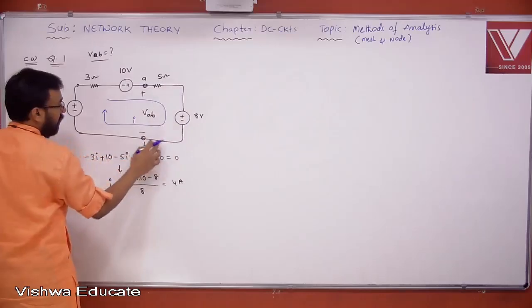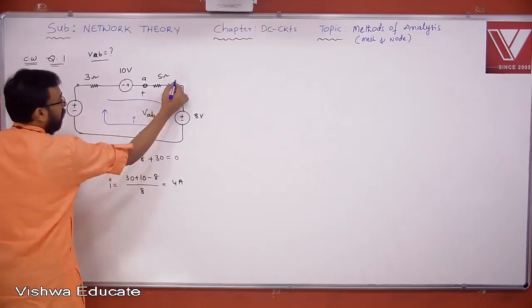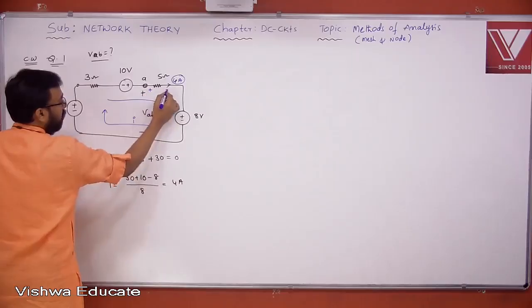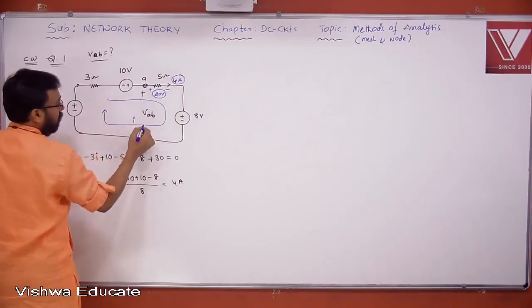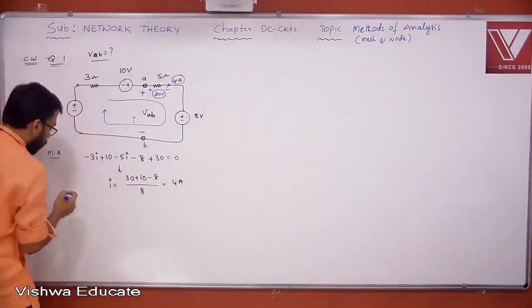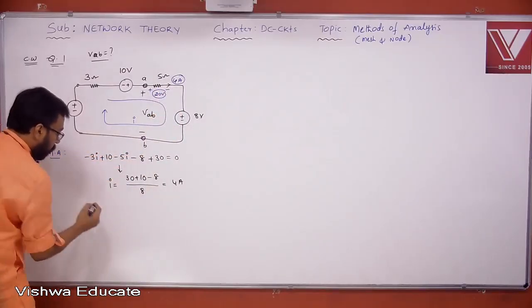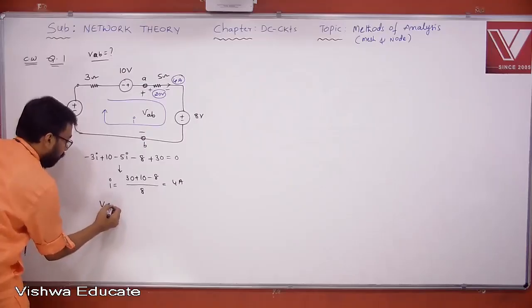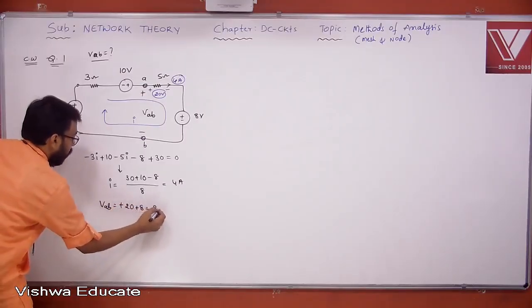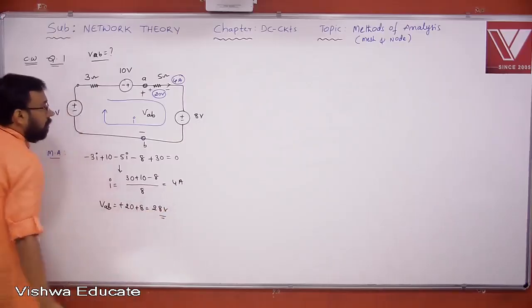If I proceed like this, let us say, what is the current flowing here? It is 4 ampere. What is the voltage here? 20 volts. 4 into 5, 20 volts. Use the touching concept. What do you get here? VAB will be plus 20 and plus 8, 28 volts. That's it.